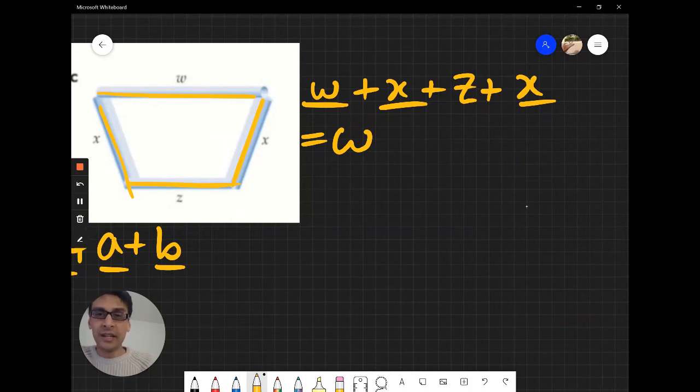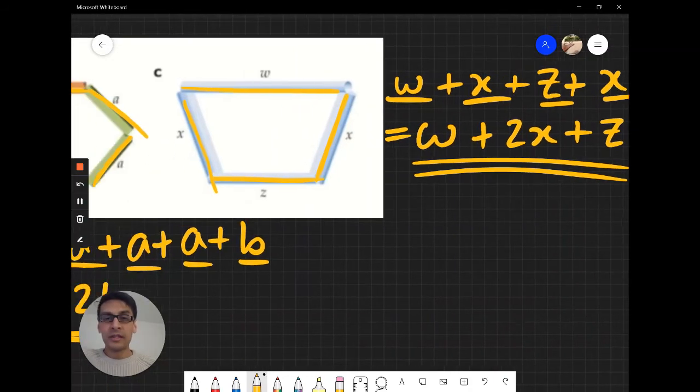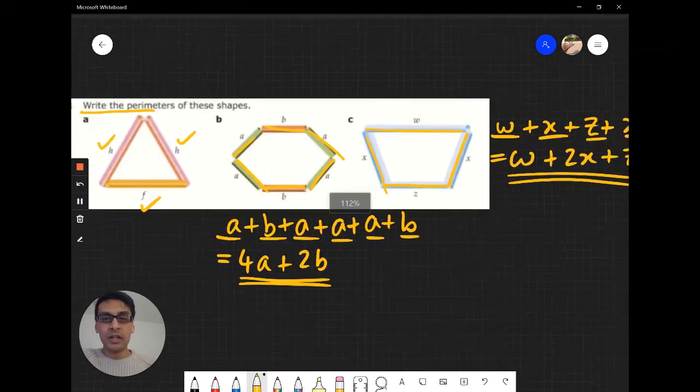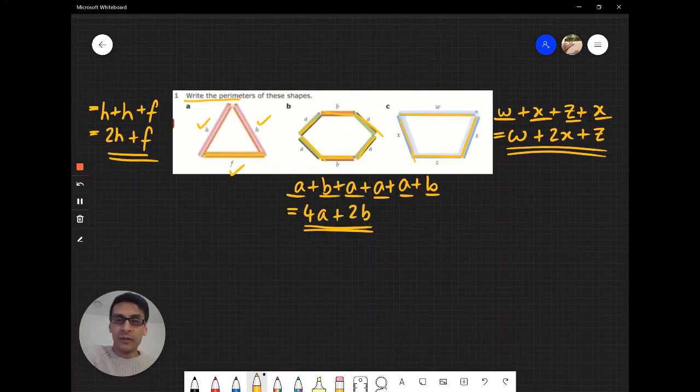There's another x there, so it's going to be plus 2x. And then we've got a z by itself, so plus z. And that is your answer. So you've worked out the perimeter of the first 3 shapes. Pause the video if you need to recap any of this. I'll leave this on the screen for you.